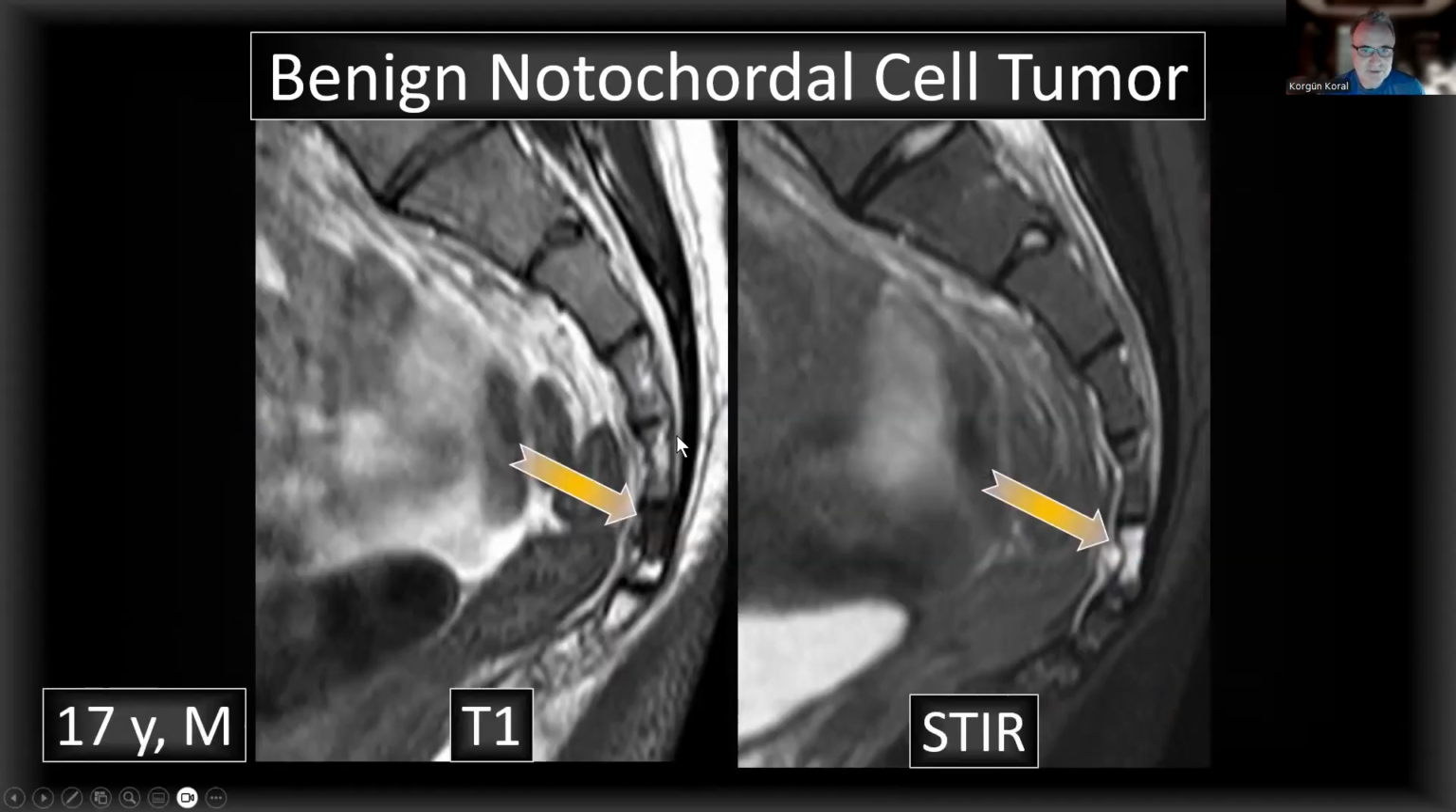Another example of a lower sacral benign notochordal cell tumor. They are dark on T1 and they are bright on STIR. Of course, these tumors are not biopsied, so I don't have surgical confirmation, but these lesions remained stable over multiple follow-ups.